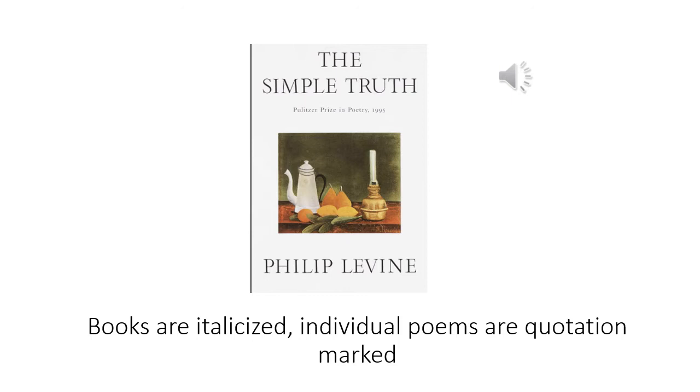And let's bear in mind too, I just want to reiterate, books are italicized. The titles of books are italicized. Individual poems are quotation marked. That's going to become important, especially with this example that we're going to show. And these are points taken off. This is all MLA, right? Modern Language Association dictates these things. Just try to bear that in mind.